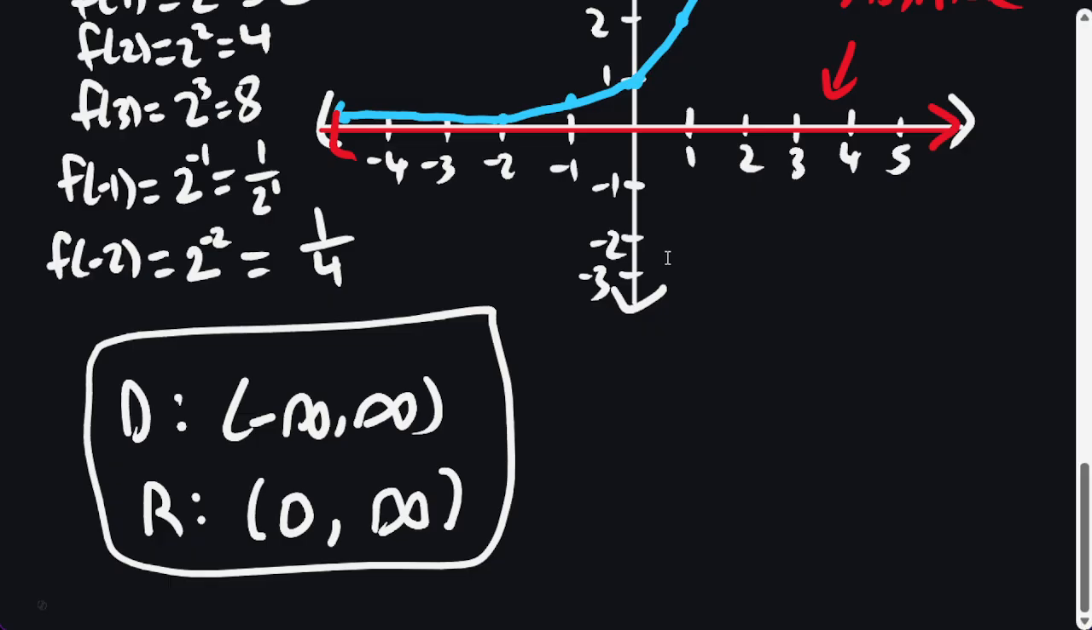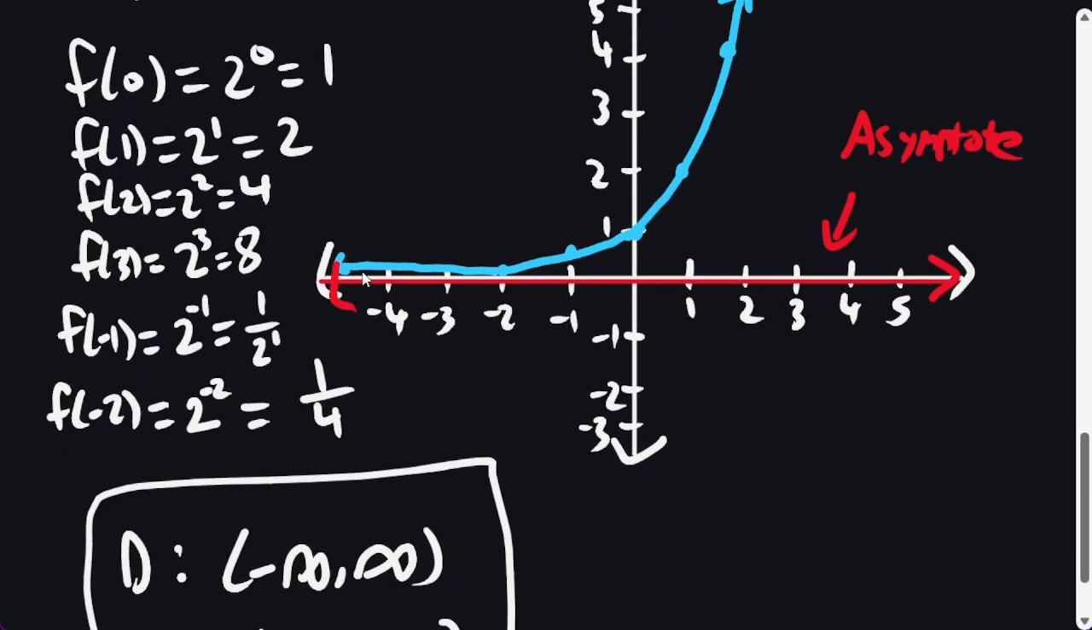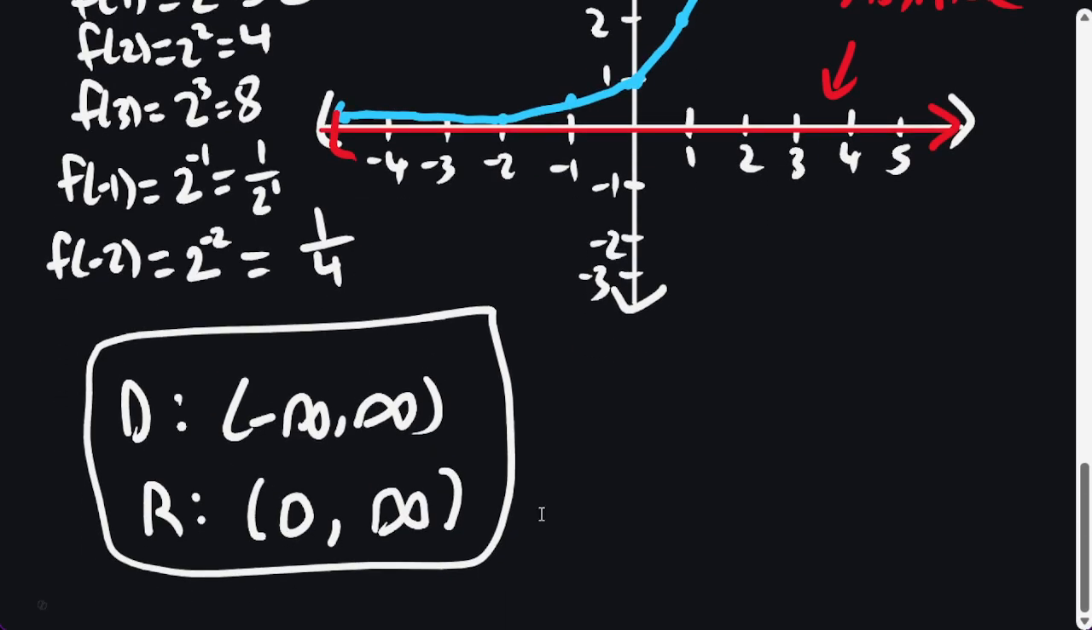And the domain for any exponential function is all real numbers. And the range depends on how you shift it. But if you have an unshifted exponential function, like we do here, it's not shifted up or down, then the range will simply be from 0 to infinity, not including 0.